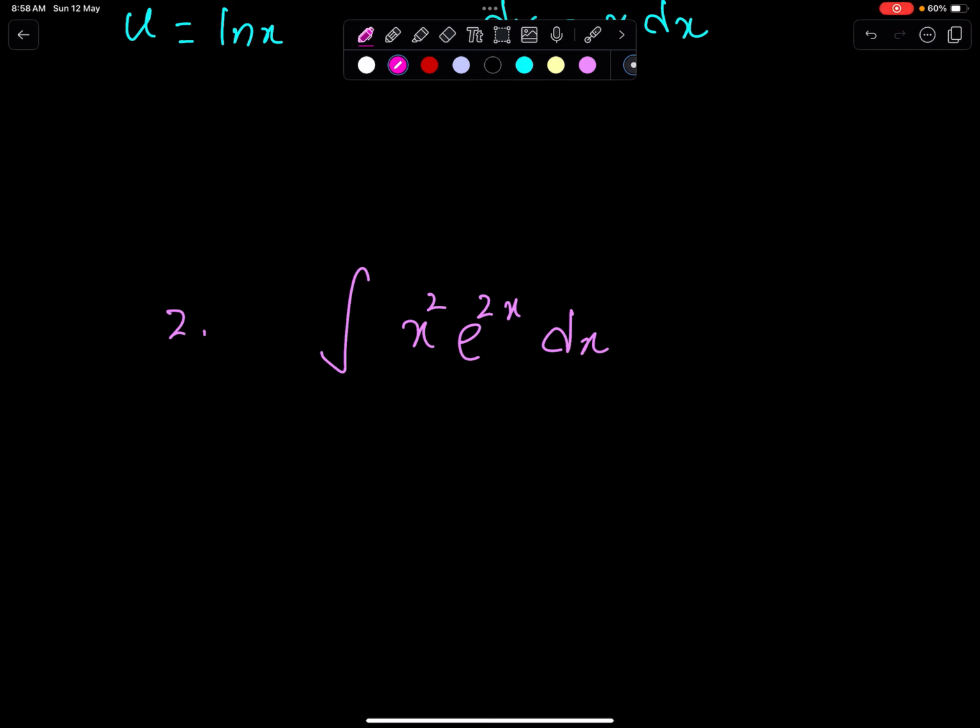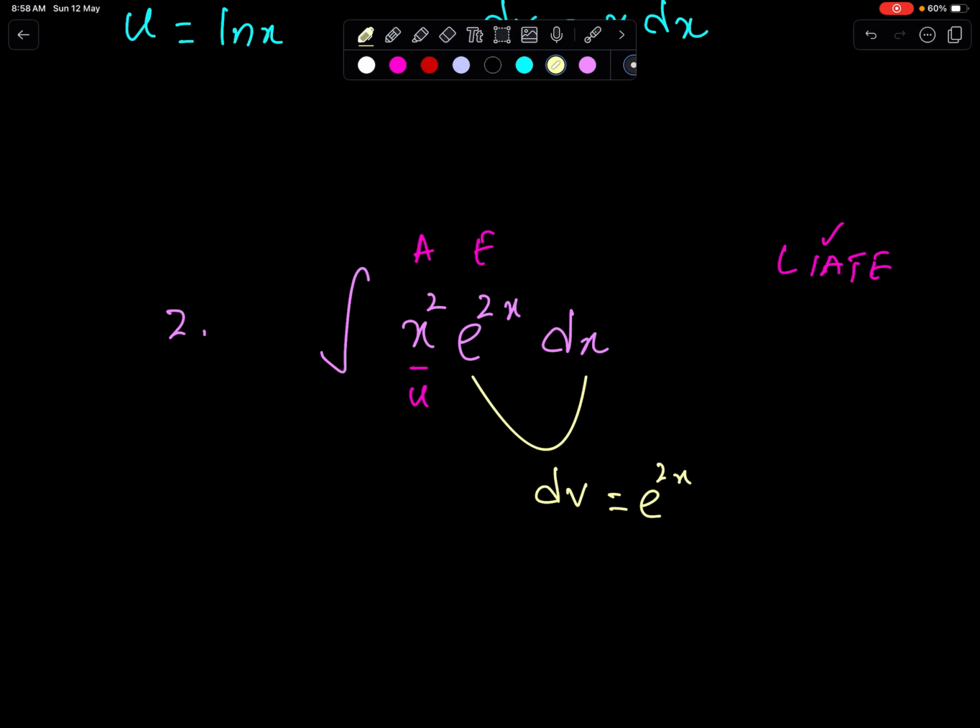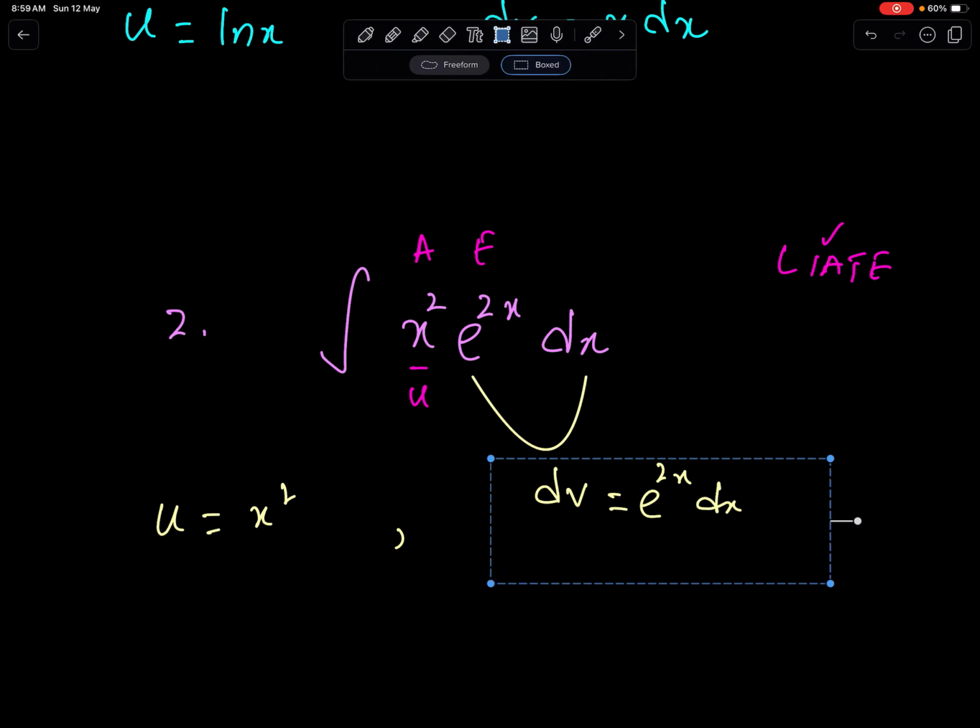See, this is algebraic and this is exponential. In LIATE, algebraic comes first. So u is x square. Therefore, dv is e to the 2x times dx. This is dv. And u is x square. This is the way to select dv.